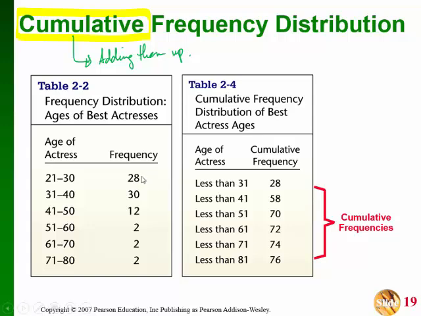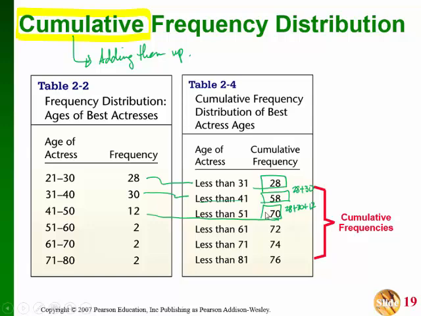So the first class had, let's see if we can follow this through. The first class has 28, so the cumulative frequency for that class would be 28 because that's just the first number. The next class has 30, so the cumulative frequency for that class would be the previous class plus the new class that we're adding on. So 28 plus 30 is 58. The next class, you're adding 28 plus 30 plus 12, the latest class, and then you come up with that frequency there.